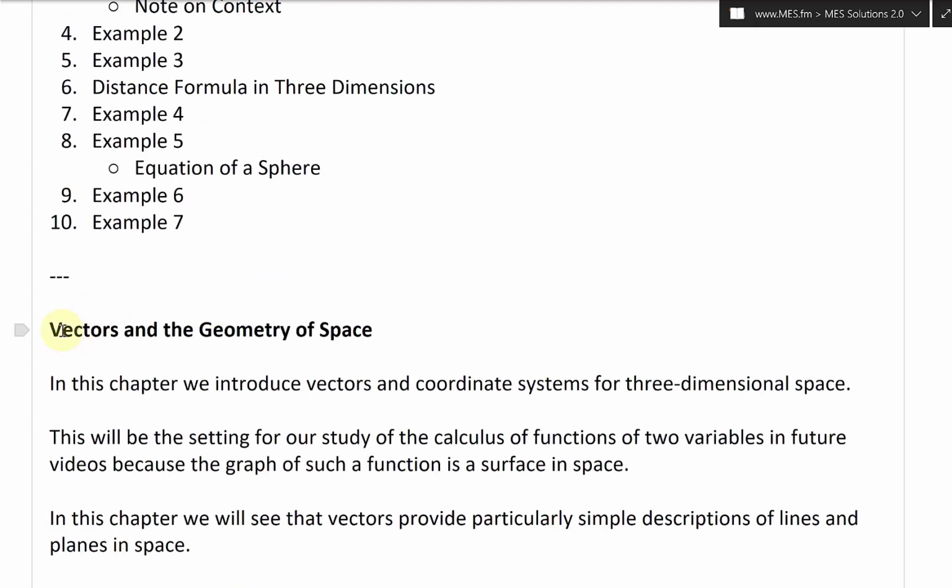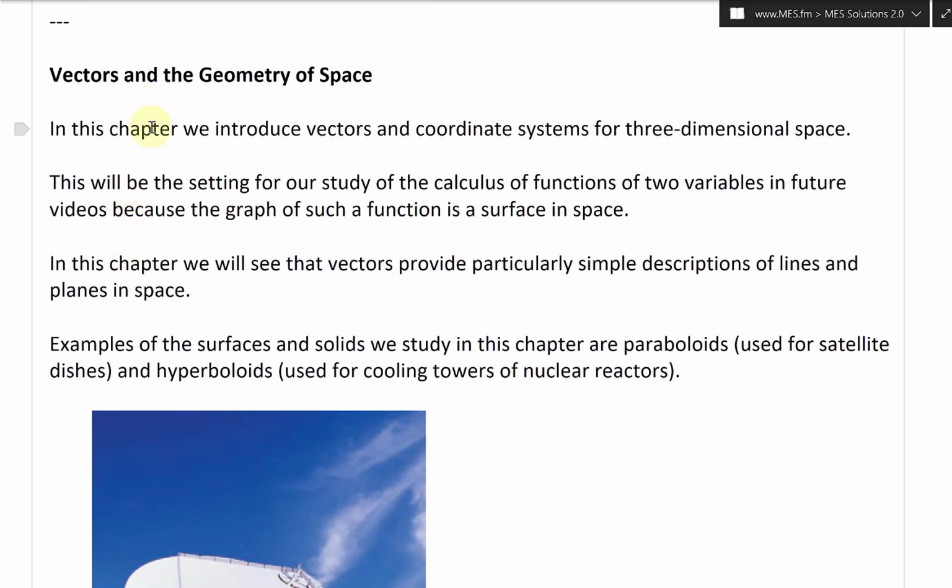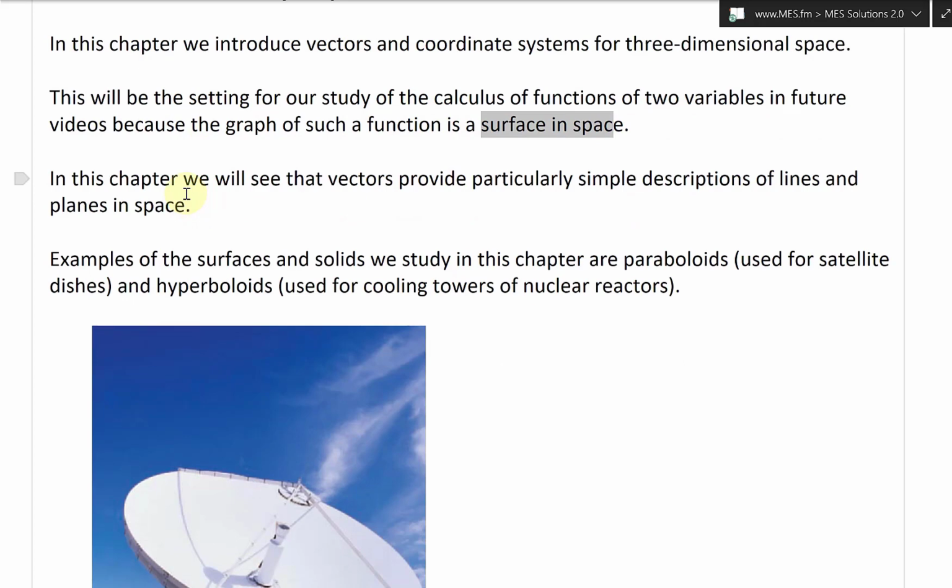Alright, so let's take a look at this first part. Vectors and the geometry of space. In this chapter, we introduce vectors and coordinate systems for three-dimensional space. This will be the setting for our study of the calculus of functions of two variables in future videos. We'll go over that in a later series, because the graph of such a function is a surface in space. In this chapter, we will see that vectors provide particularly simple descriptions of lines and planes in space.